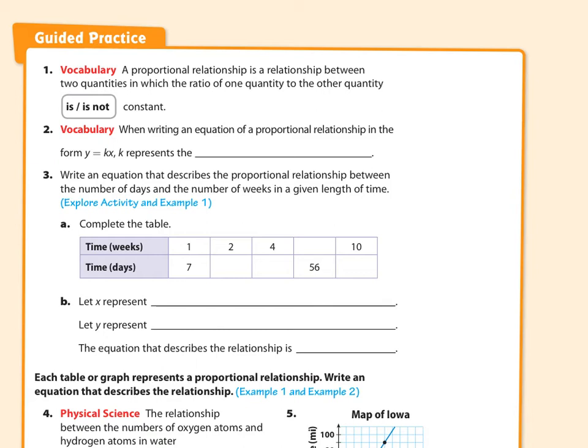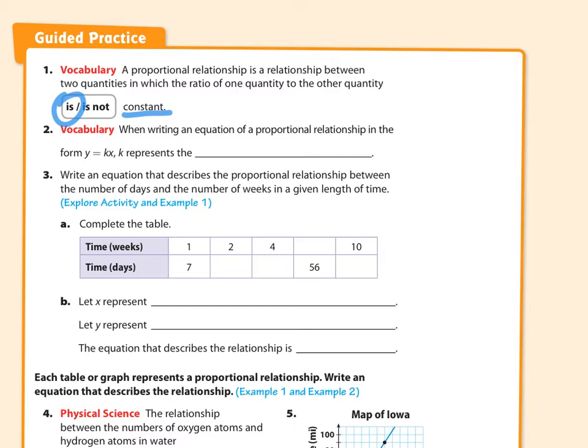First one is a vocabulary problem. It says a proportional relationship is a relationship between two quantities in which the ratio of one quantity to the other is constant. Constant means it stays the same. So is it constant or not constant? It is constant. Good job, Fabian. Because we already said the ratio of y to x or x to y has to always stay the same. If it's always staying the same, that's what they mean by constant.